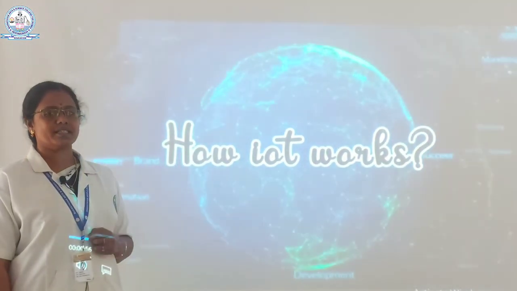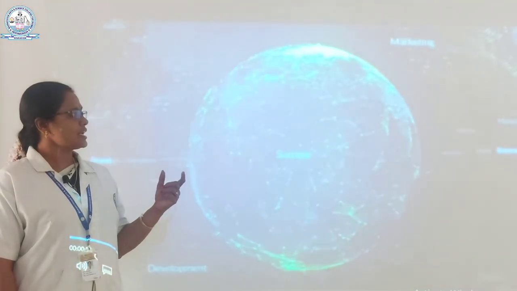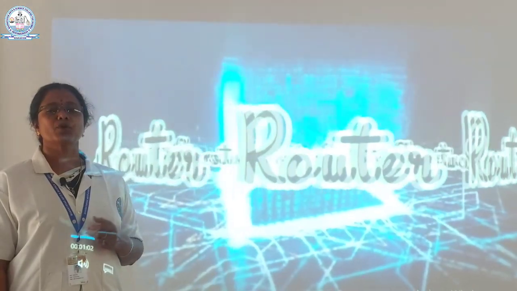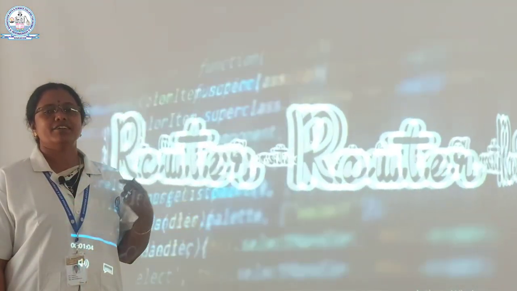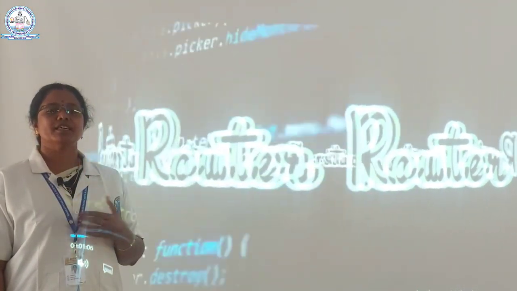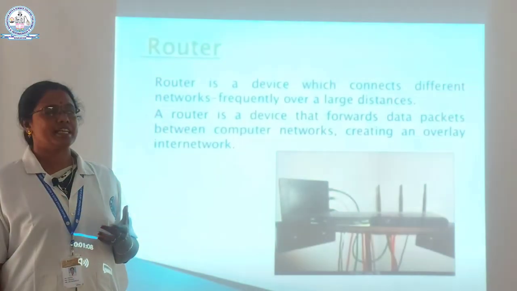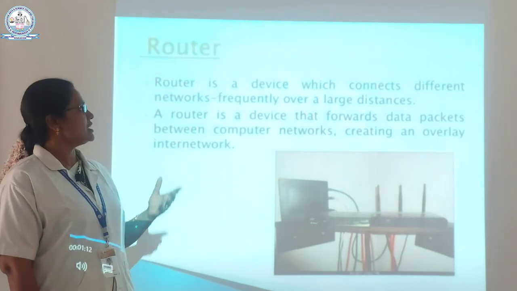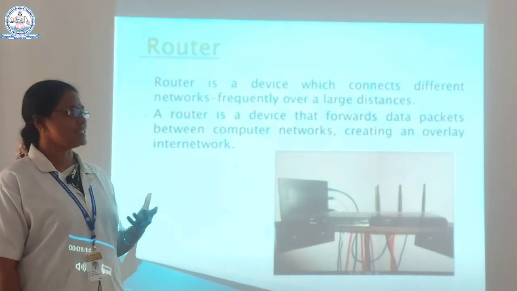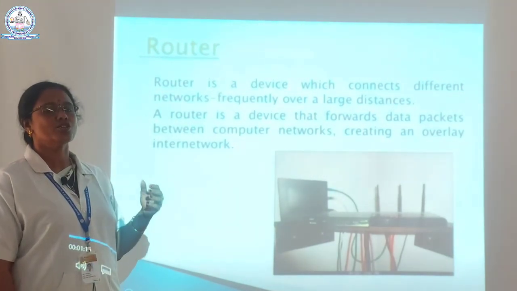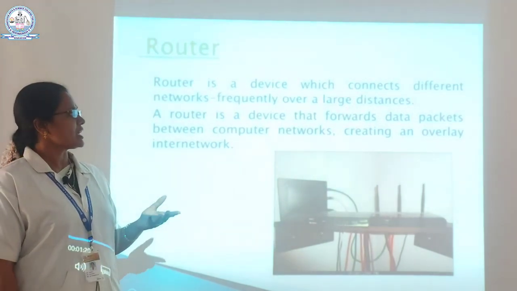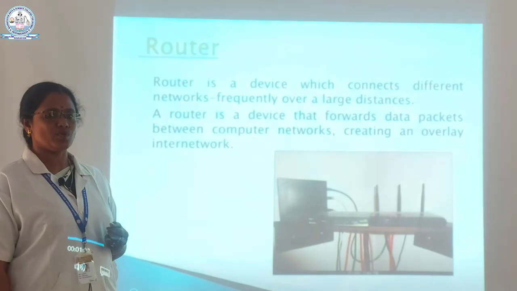How does IoT work? Through routers. A router is a computer network device that forwards data packets between computer networks. The data packets connect different types of networks, frequently over large distances. A router forwards the data packets between computer networks, kind of creating an overlay internetwork.